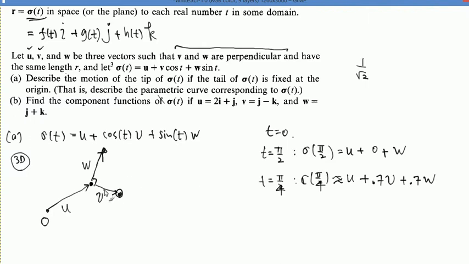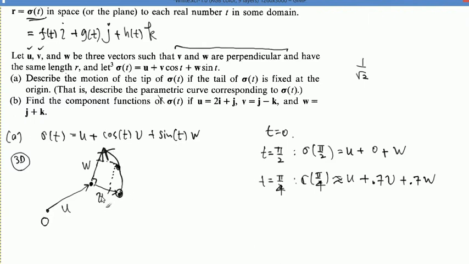This is 0.5, right? Half of v. 0.7 is roughly here. Agree? For w, 0.7 is roughly here. So it's a parallelogram, but because their angles are 90 degrees, this is a rectangle, right? So they're here. You try pi over 3 and pi over 6, then what's going to happen? It's done from here. Should you believe that?